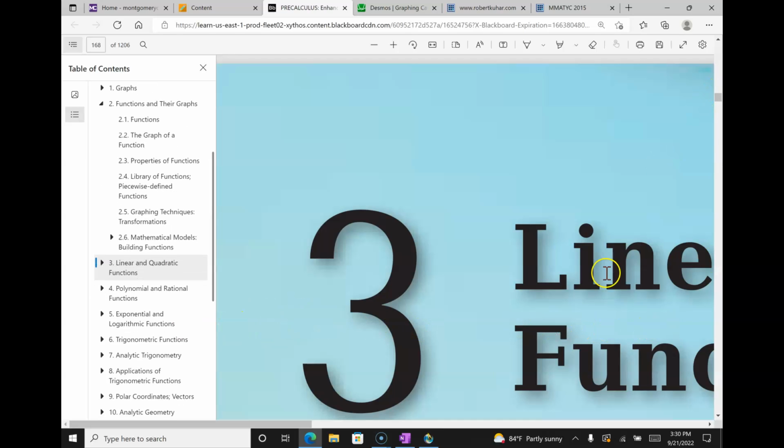We get to have some fun next week. This chapter 3 is, I think, a lot of fun. Of course, I'm a nerd, so I think this stuff is fun.